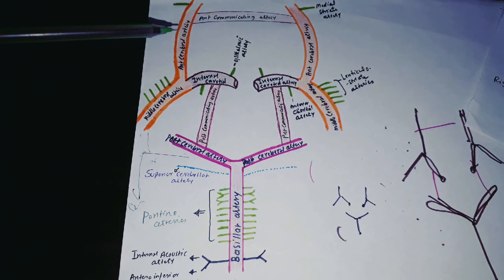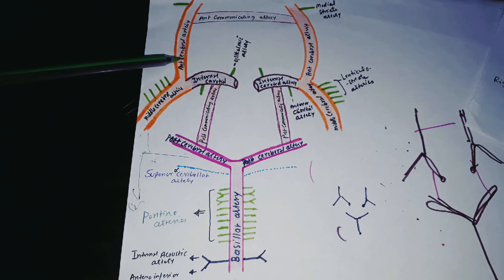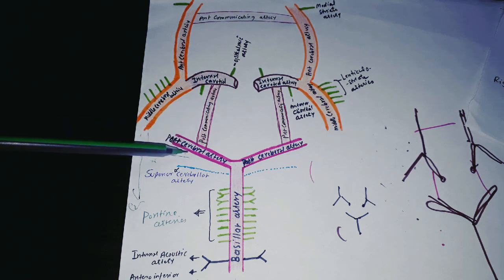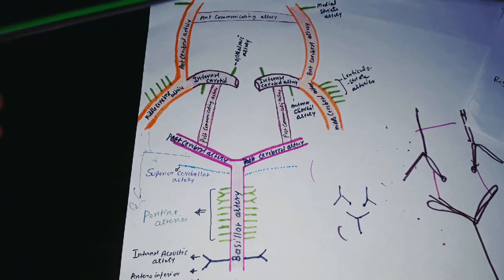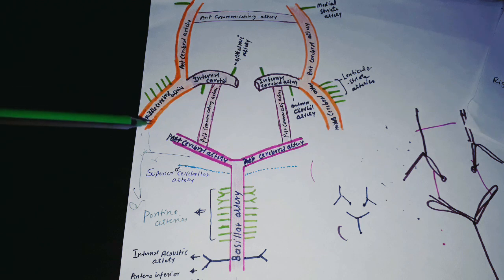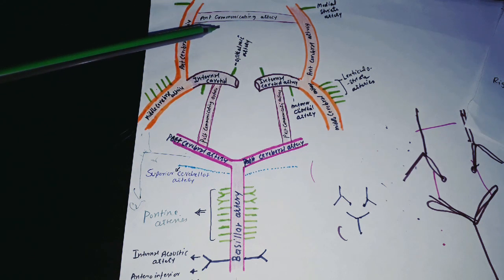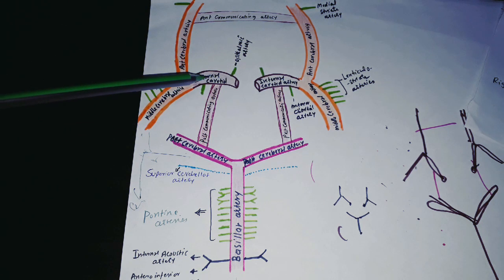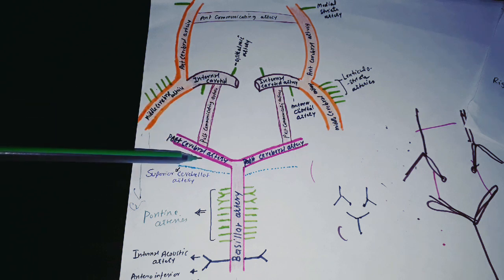But which arteries are included in the circle of Willis? Let's start from here. Anterior communicating artery, anterior cerebral artery, internal carotid artery, posterior communicating artery and posterior cerebral artery, but not the middle cerebral artery. So it comes in the MCQs. This is the whole circle of Willis except the middle cerebral artery. Middle cerebral artery doesn't come in the circle of Willis.